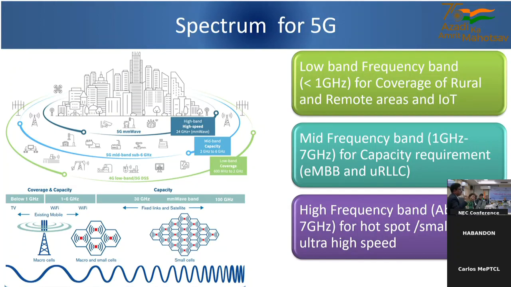So all the three frequency bands, lower band, mid band, and millimeter wave, 5G will be utilizing in parallel. For example, if you have a tower here, it is a possibility that you have deployed the lower part of the band, mid band, and also the millimeter wave at the same place so that different requirements are met: coverage, capacity, and a very, very high throughput environment.